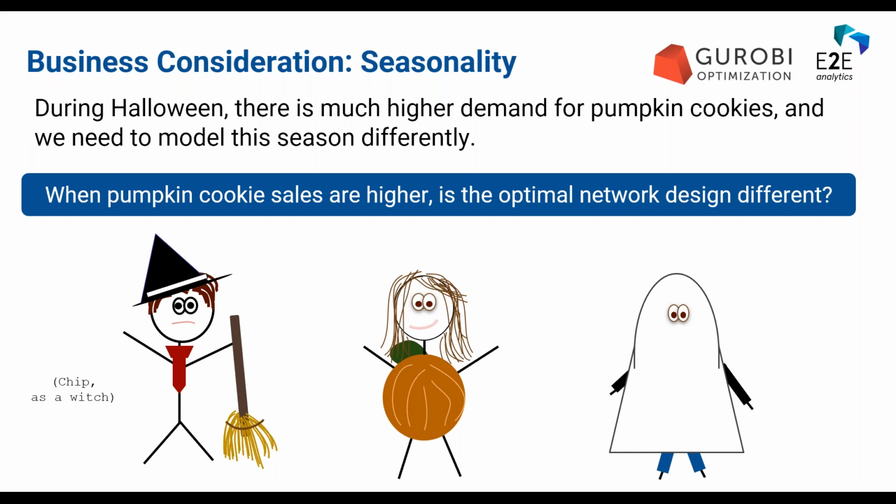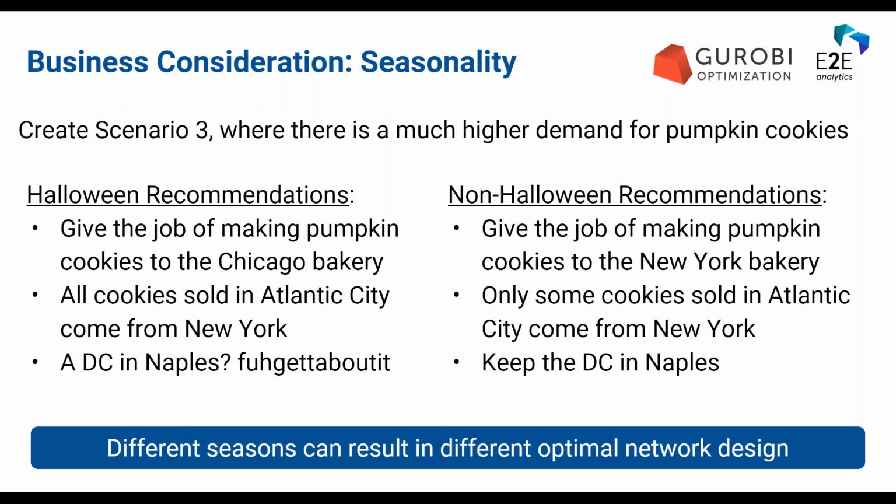So during Halloween, we might want to use the same model but have different demands. So we might get a different optimal network design. In our case, if we model this, we might get a solution that says that when there's a higher demand for pumpkin cookies, the optimal network design is different. You might want to make pumpkin cookies in Chicago during Halloween, but when it's not Halloween, you're going to want to make them in New York. And the same with cookies sold in Atlantic City that come from New York, and maybe those ratios are different when it's not Halloween.